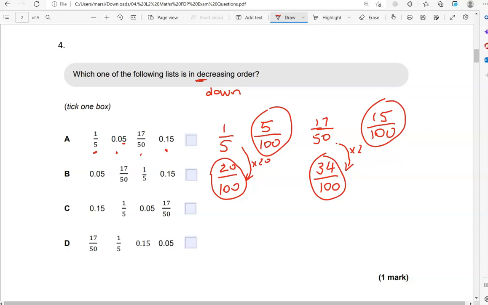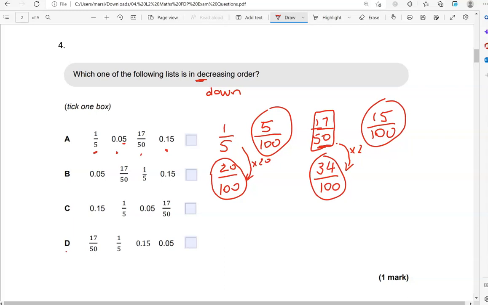And we can easily compare. The highest of them all is 34 hundredths. That was this fraction, 17 fiftieths. So where is that, the first in these rows? That is in row D.